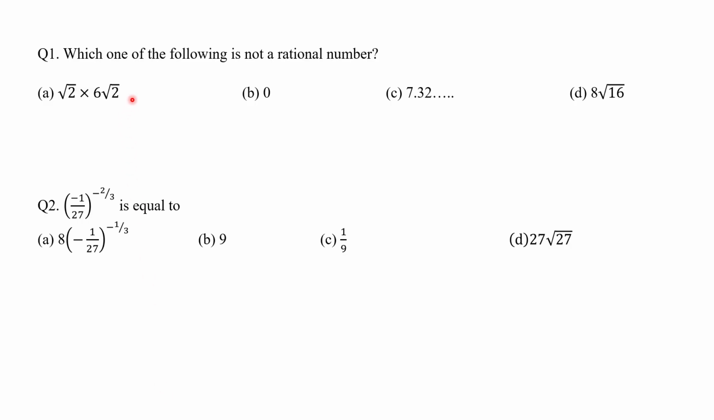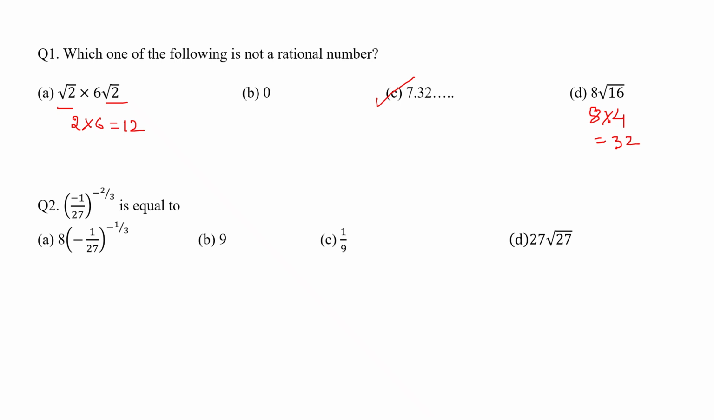Now question number 1 is: which of the following is not a rational number? Four options are given. The first option is root 2 into 6 root 2. We know that if root 2 is multiplied with root 2, it will give 2, so the answer will be 2 into 6, which is 12. So 12 is a rational number. 0 is also a rational number. Now here you see 7.32 and it is never ending, isn't it? So this cannot be a rational number, so this is the correct option, 7.32. In the last option, root of 16 is 4, so it is 8 into 4, 32. So for the first question, C is the correct option.